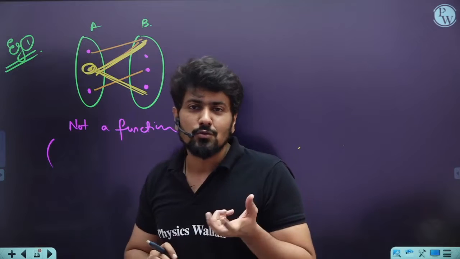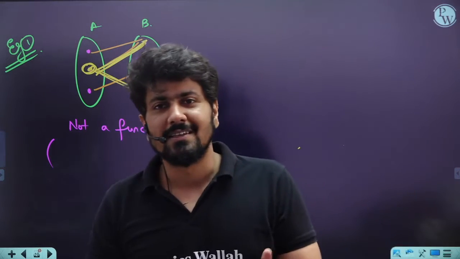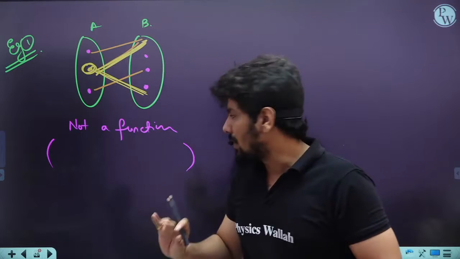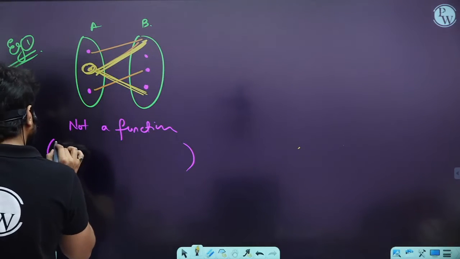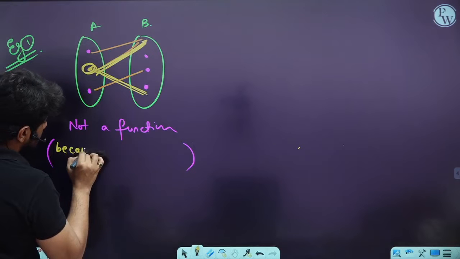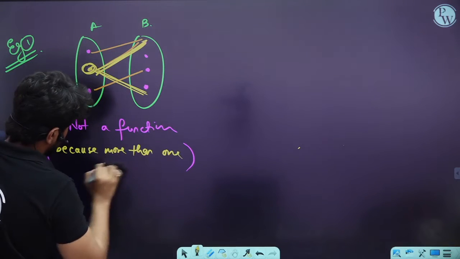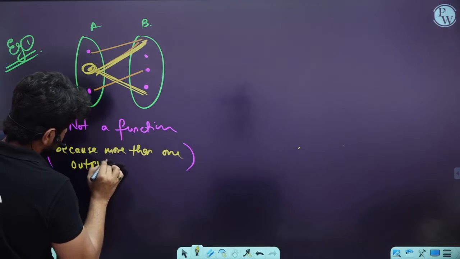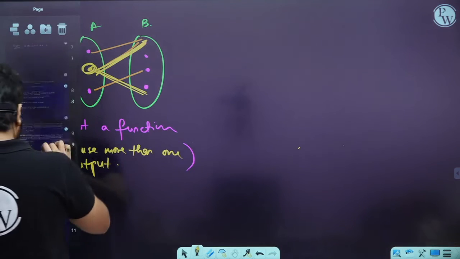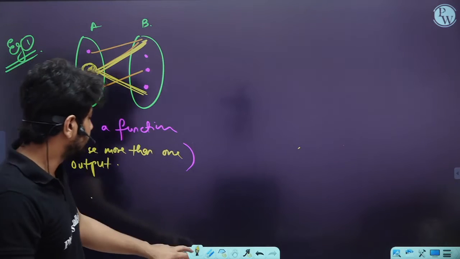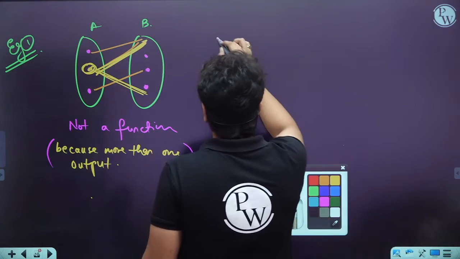Suppose you ask what is 2 plus 3, and I give you multiple answers. That will be wrong, right? So at one input, we can't get multiple outputs. So not a function, because there is more than one output at an input. Now let me show you example 2.